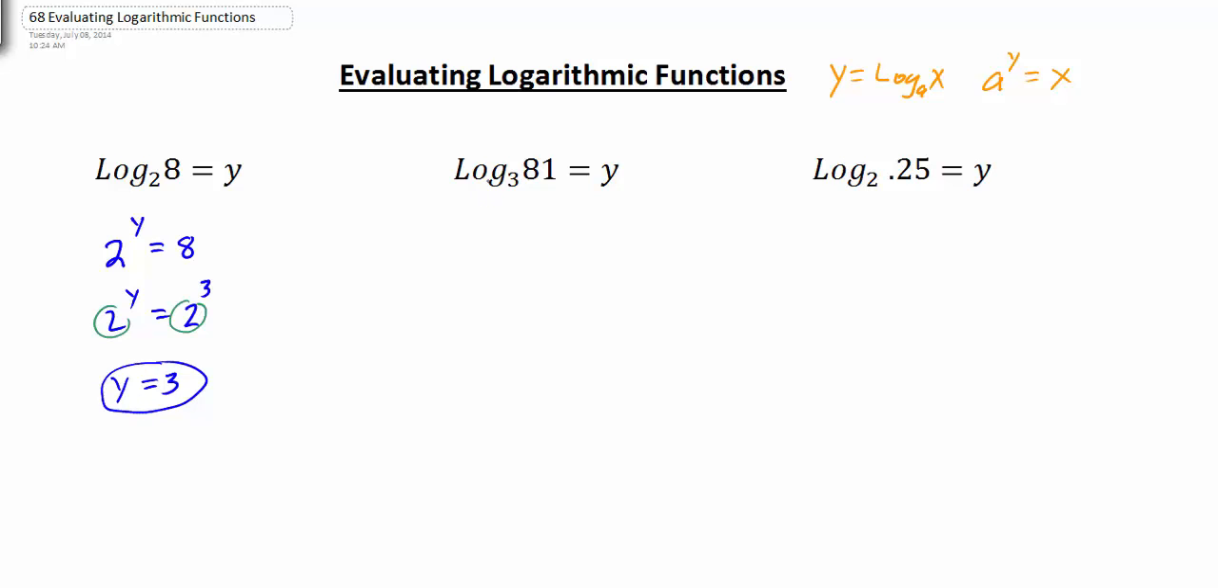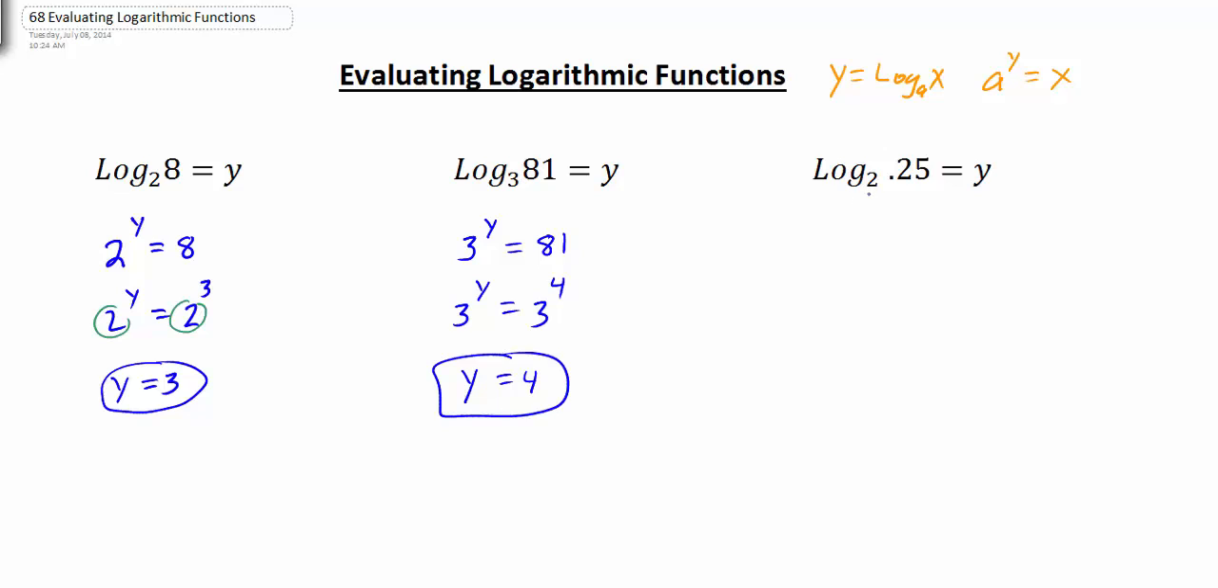All right, the next example, log base 3 of 81 equals y. Once again, our base is 3. The exponent then would be y, and that has to be equal to 81. So how can we write 81 so that it has a base of 3? Well, 3 times 3 is 9, times 3 is 27, times another 3 is 81, so that would be 3 to the 4th. So therefore, y equals 4.